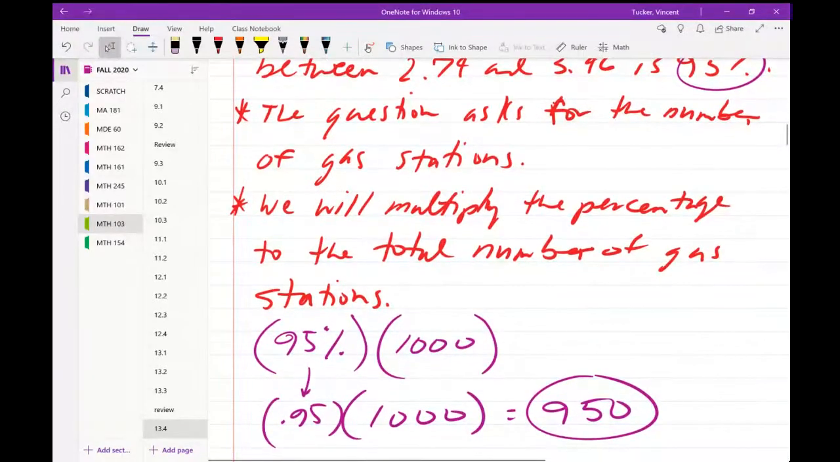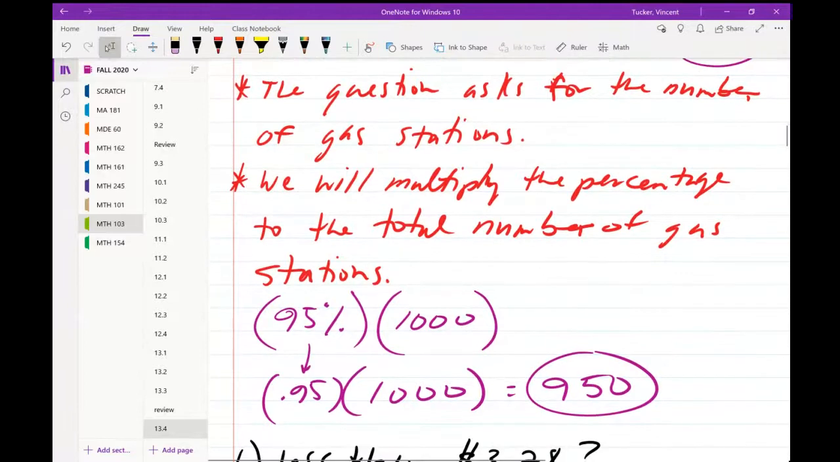All right, so that means you're going to take 95% multiplied to 1,000. Don't forget to convert your percentage to a decimal before you do your multiplication. So that's 0.95 times 1,000. And that means there will be 950 gas stations that would charge in between those two rates. All right. Questions before we look at B?